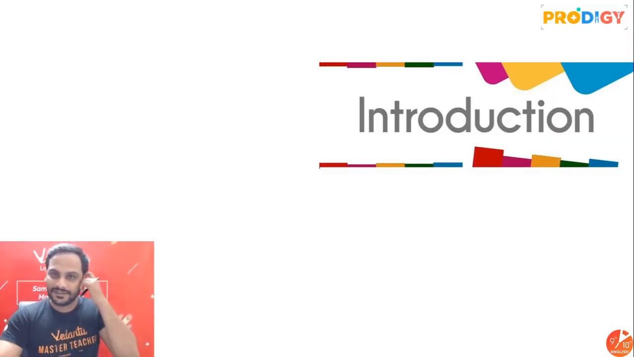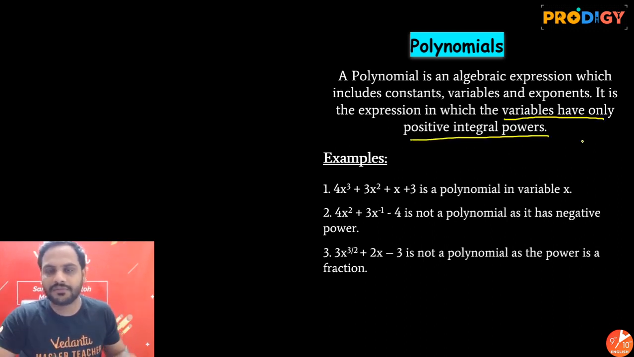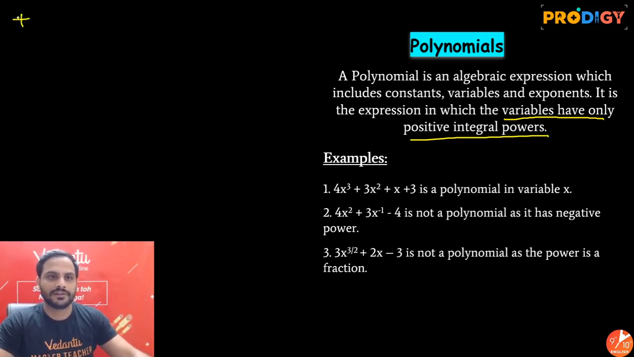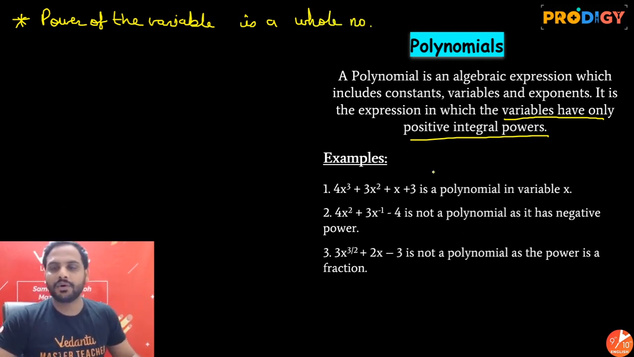Introduction means I'll just revise what you have learned in your grade 9. So first thing beta, we have learned about polynomial. What is a polynomial? It is an algebraic expression which includes constant variables and exponents. The most important thing is variables have only positive integral powers, or power of the variable is a whole number. Understand this thing, this is the main condition. Power of the variable is a whole number.